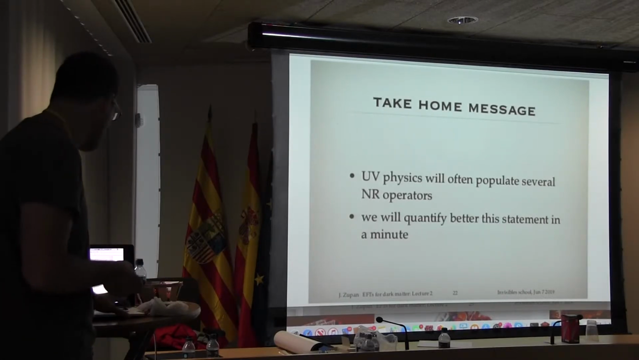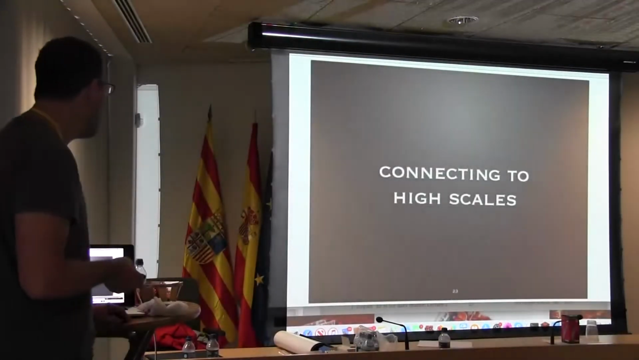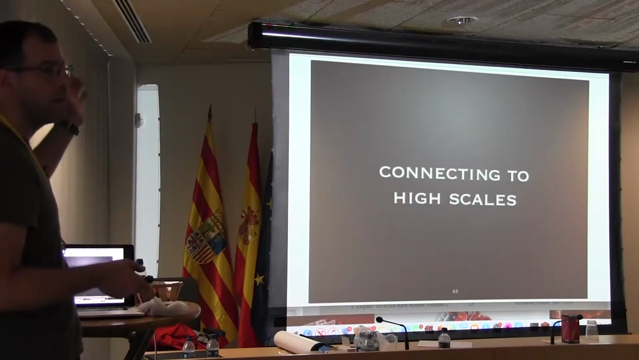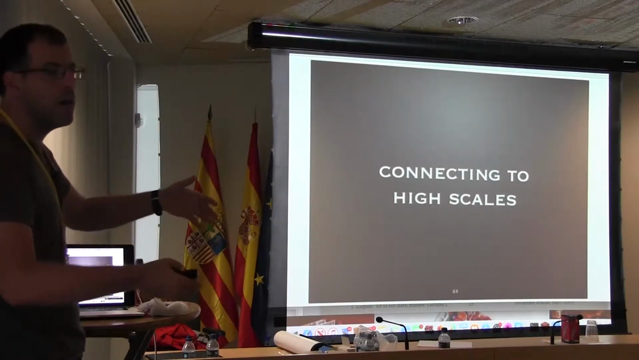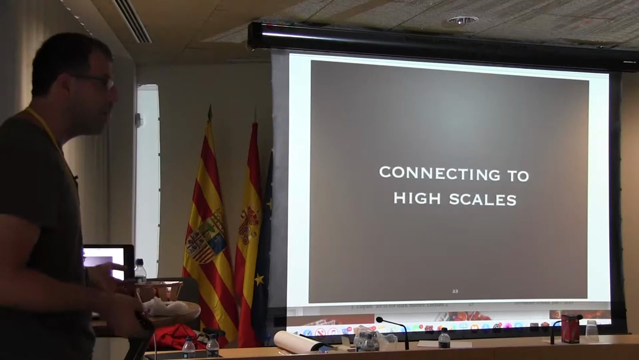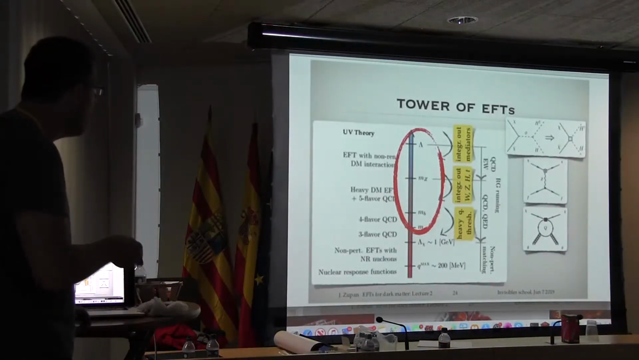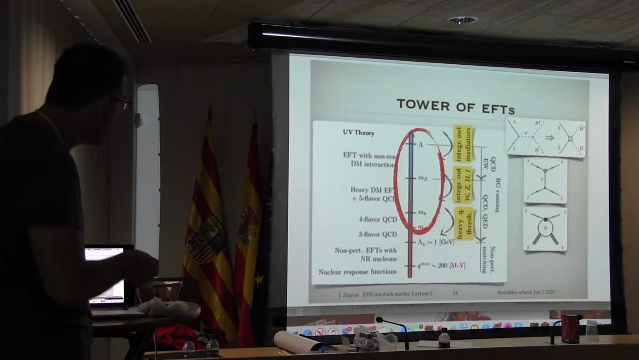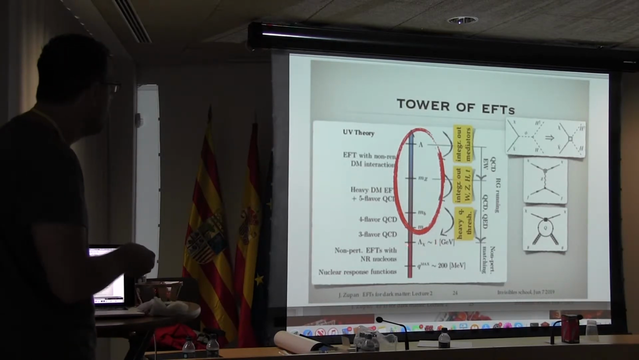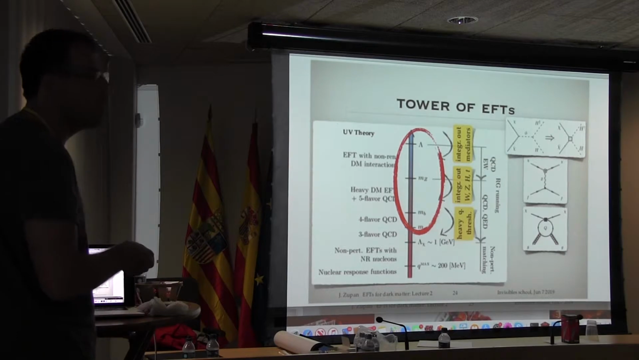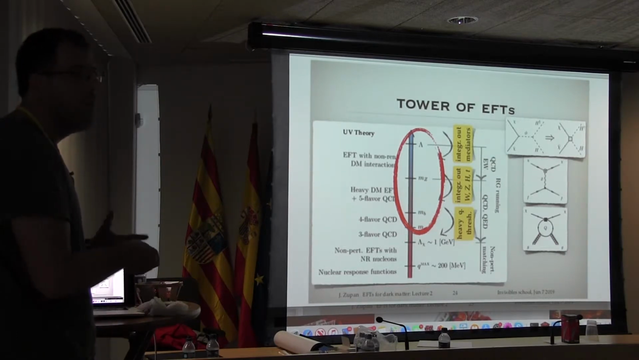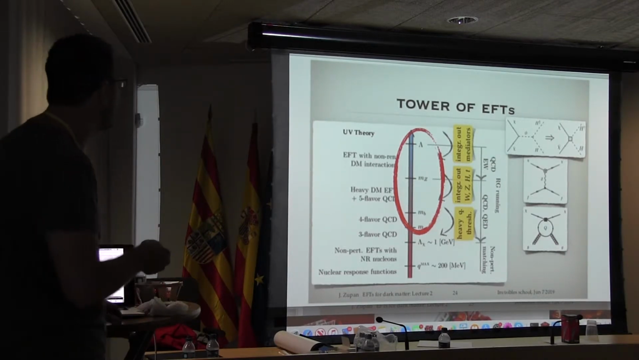For us to do that, I'll have to connect to the high scales. So this statement requires an assumption about the UV scale physics. All right, so what we'll do now is, so far we worked at this low energy, so we wrote the effective theories, let's say at a scale of 2 GeV. Now we want to relate to a high scale.